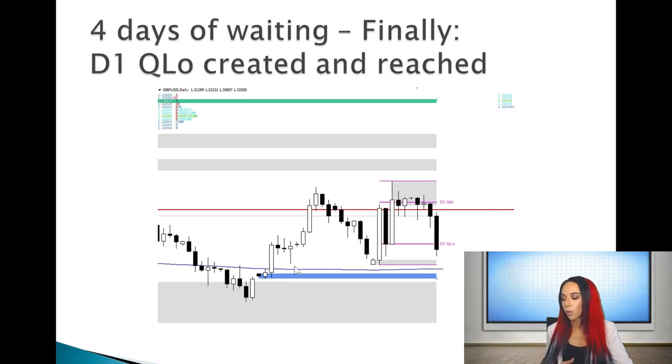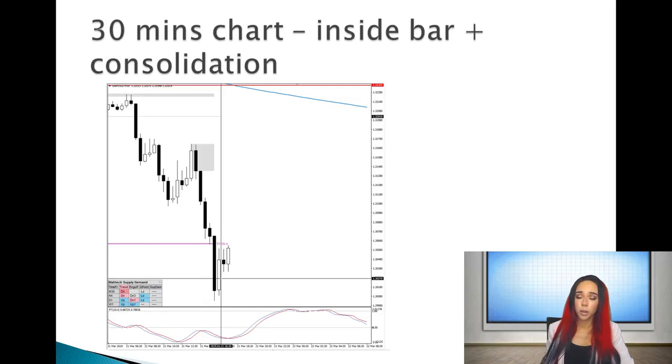It might look super scary because it's this massive black candle on the daily chart, but remember the day isn't over yet. So this candle is still subject to change at this point. So you have to have a bit of courage when you're trading. So let's drop down to the low time frame. I love my 30-minute charts.